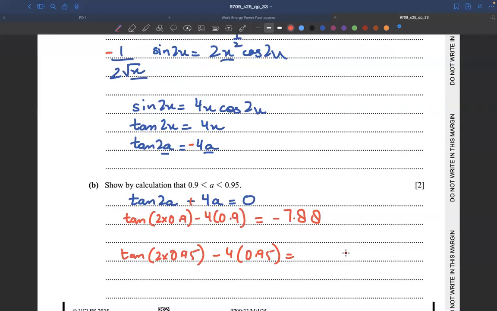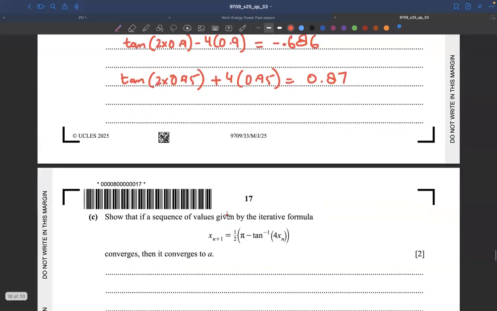So this is giving positive 0.87, as this is a plus over here. And then when we do tan of 2 into 0.9 plus 4 into 0.9, we are getting minus 0.686. So this change of sign basically represents that the root, or the value of a, lies between 0.9 and 0.95.